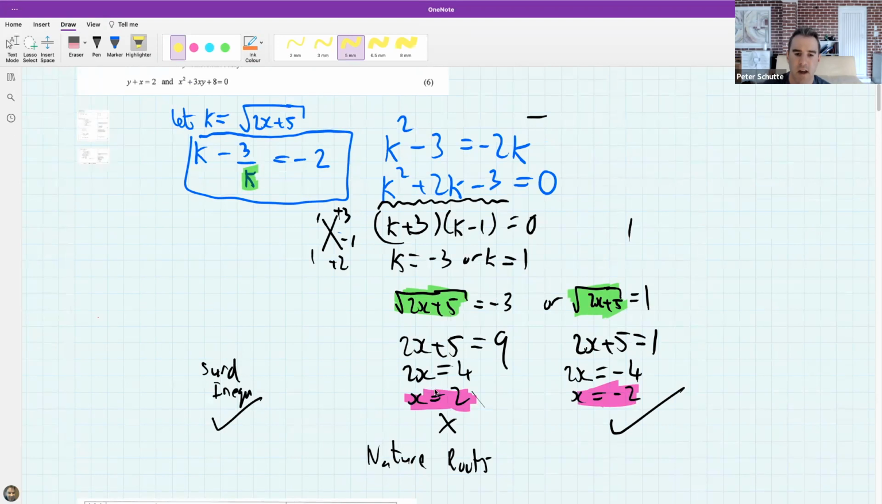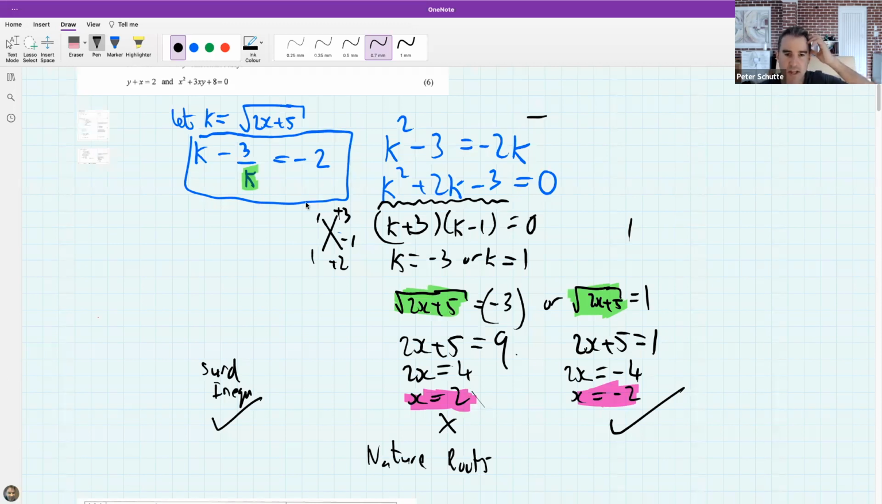Okay. So all I did was 2x plus 5. I squared both sides. If I square minus 3, I get positive 9. If I square the square root of 2x plus 5, I get whatever's inside. If I then take away 5 from both sides, I get 4. And then if I divide both sides by 2, I get 2. So are you with me there, David? Yes, sir.